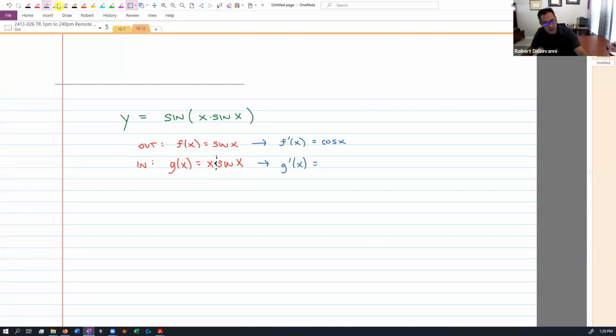The product rule says I should take the derivative of the first one times the second one, then add to it the derivative of the second one times the first one. That's my product rule applied to this. I have not done the derivatives yet, so I still need to do that. The derivative of x is 1. 1 times sine x is sine x. The derivative of sine x is cosine x, but then times x. So I'm going to write it this way, plus x cosine x. Questions?